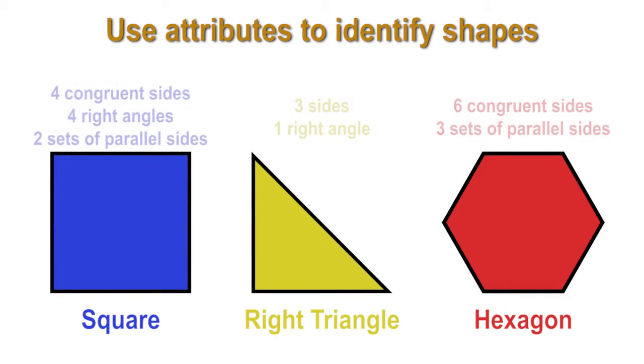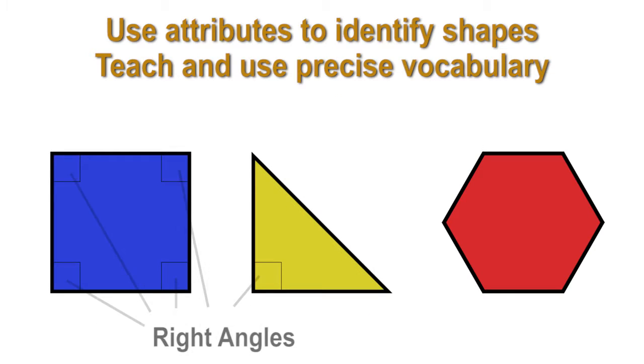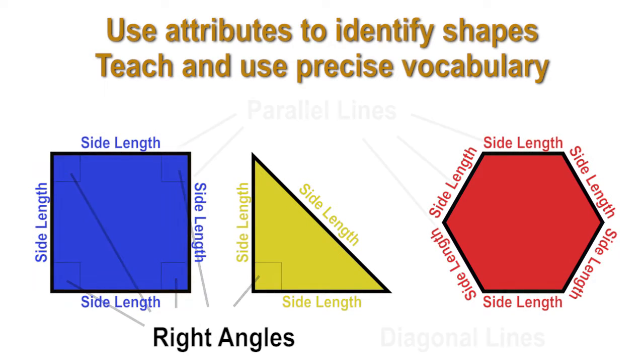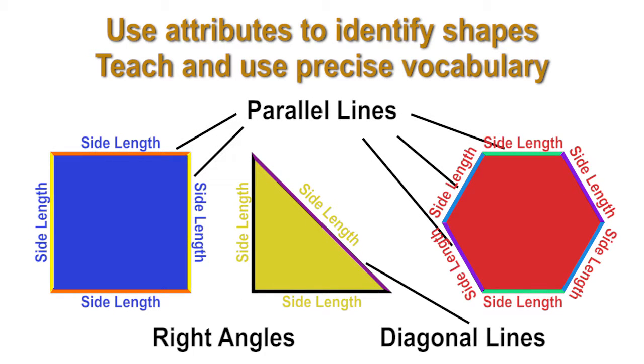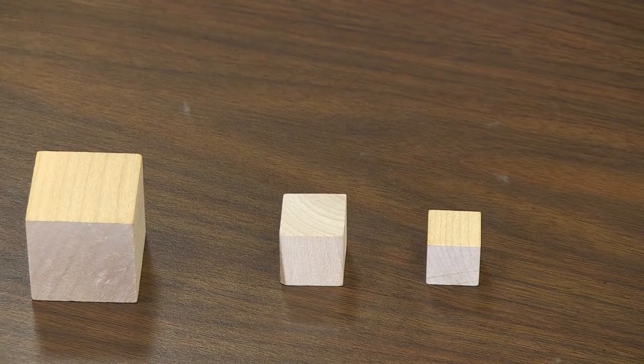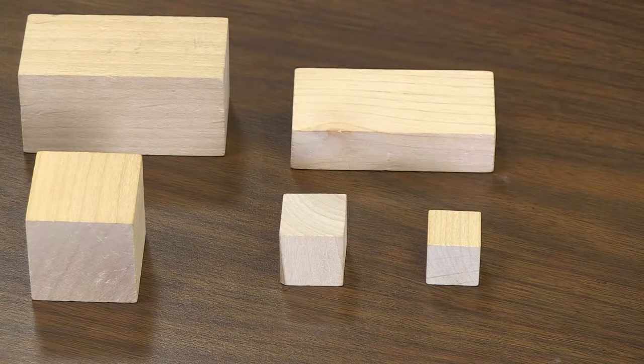Challenge your child to use attributes to identify shapes rather than just stating it looks like a shape they are familiar with. Teach and encourage the precise vocabulary associated with geometry, using right angles instead of corners, side lengths rather than lines, parallel lines and diagonal lines. Ask your child to find similarities between different sizes and orientations of shapes. For example, how are these alike and how are these different?